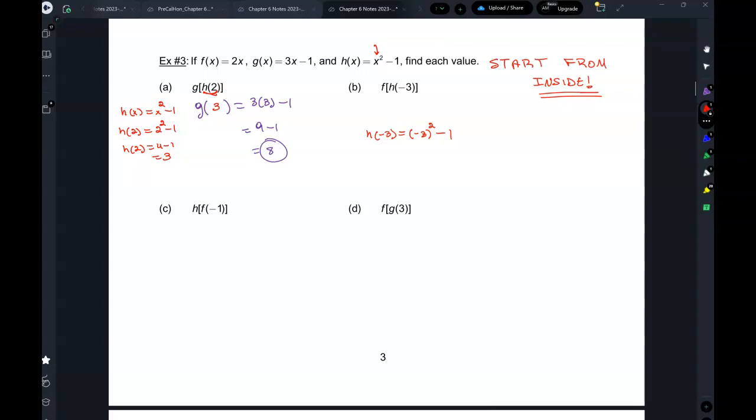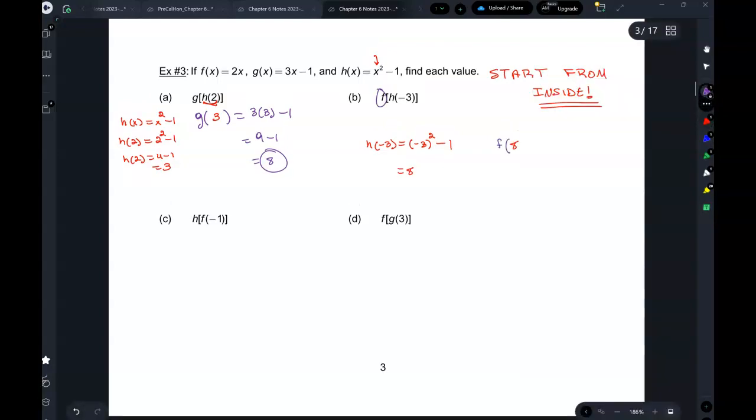Now, how much is that going to be? Is it 8 or is it negative 9 or like negative 10? 8, right? Because this is positive 9 minus 1. If you don't put parentheses, that's where you'll be wrong. So this is 8. So now I go outside and I want f of 8. F of 8 is just 2 times 8, 16.